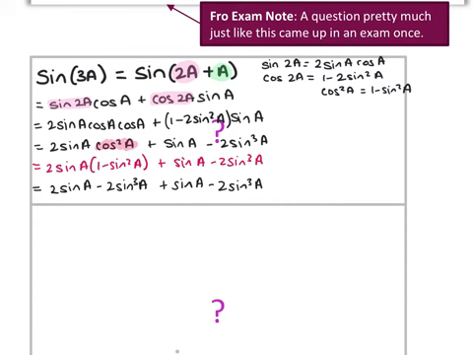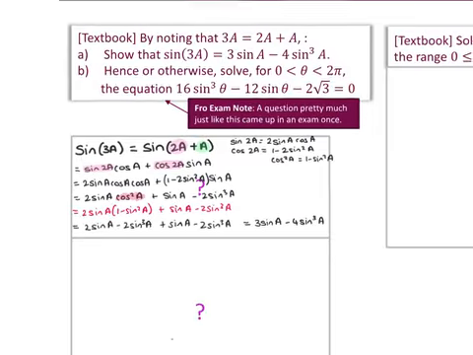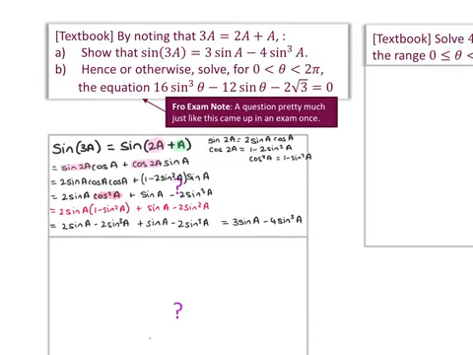Okay, so if I collect all my sine a's, I've got 2 sine a plus sine a, which is 3 sine a. Then minus 2 sine cubed a minus 2 sine cubed a is minus 4 sine cubed a. I think that's what it asked for. Yep. Okay, so therefore proved. And I've also kept a note here of the identities I've used.